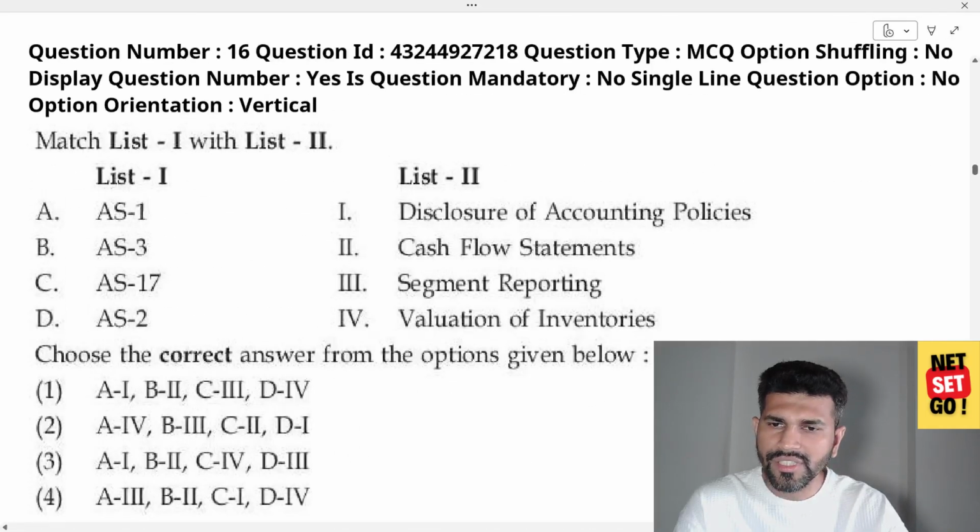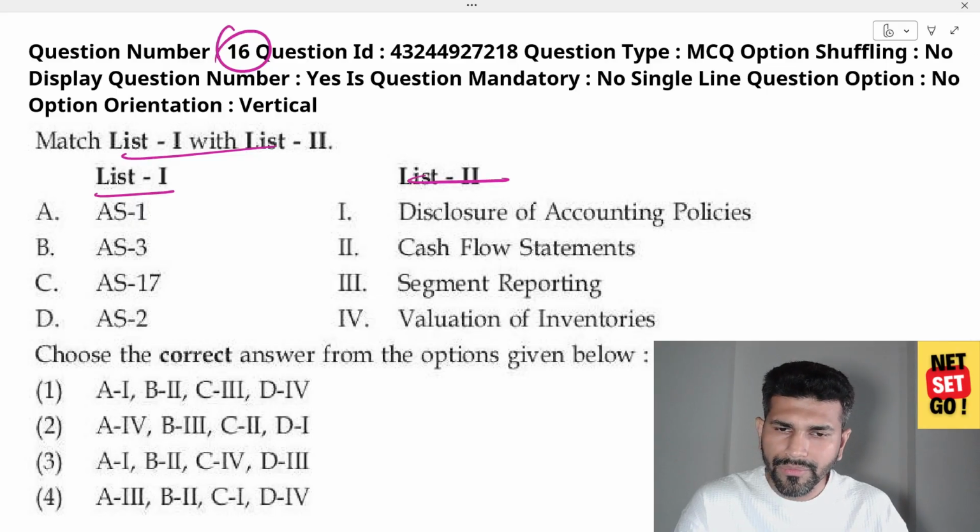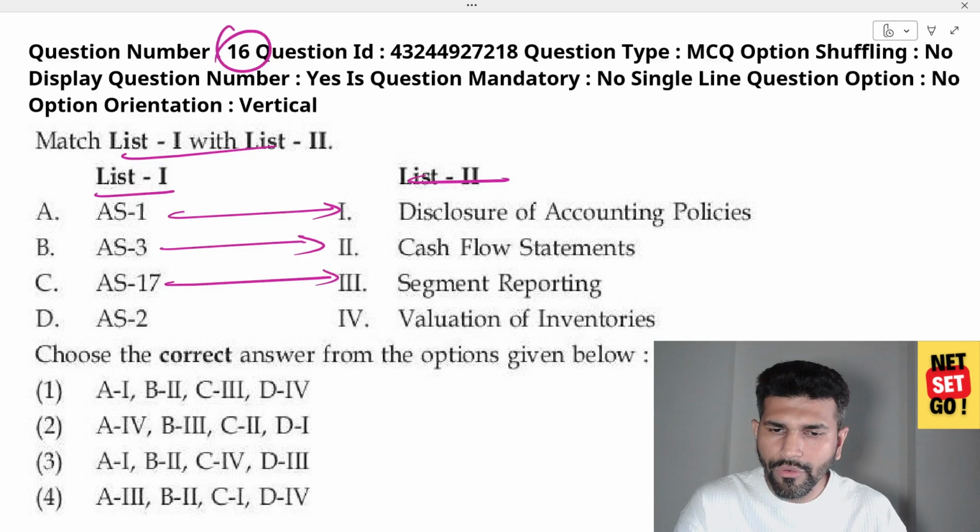Next, question number 16. Match the list 1 and 2. Accounting Standard 1 for disclosure of accounting policies. Accounting Standard 3 is for cash flow statement. 17 for segment reporting and 2 for valuation of inventories. So correct sequence is 1, 2, 3, 4. And option 1 is correct answer.